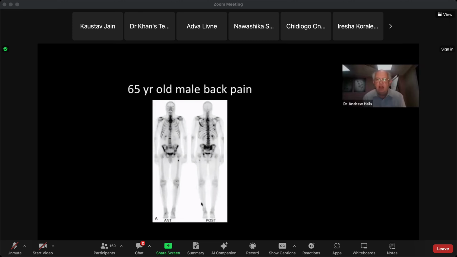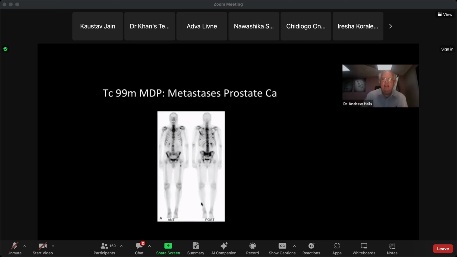Yes, I mean, that's right. It might be metastases from something else, but 65-year-old man, that is very likely. And likely things occur quite commonly. Okay, well done.